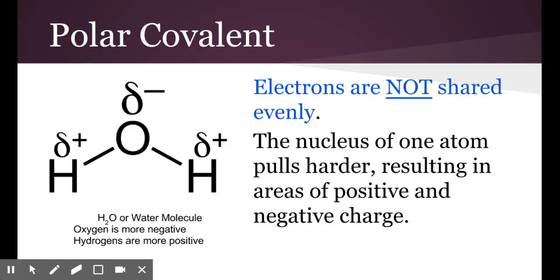So we're picking up where we left off. We're talking about the different types of covalent bonds. So covalent, again, means sharing of electrons. And here we have our polar covalent bond, which again, still sharing. So we have oxygen and two hydrogens. So we're looking at a water molecule, still sharing, but oxygen hogs a little more.